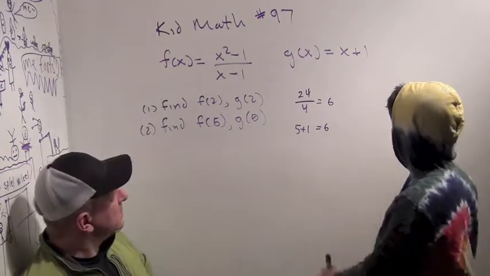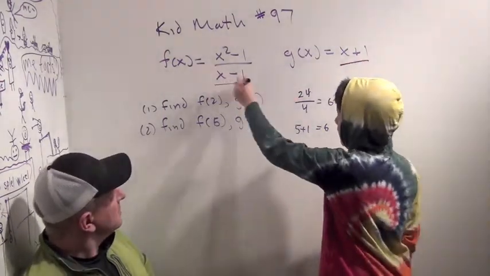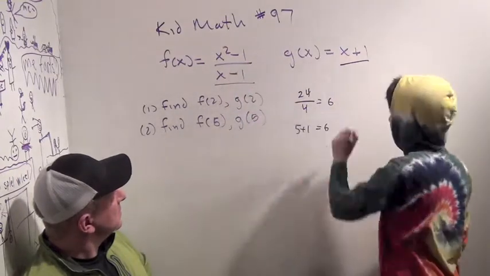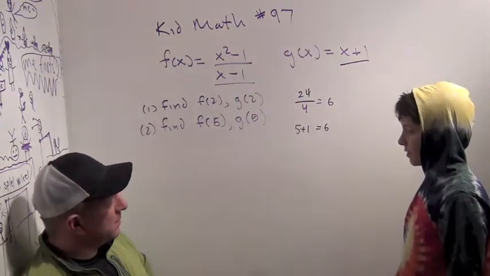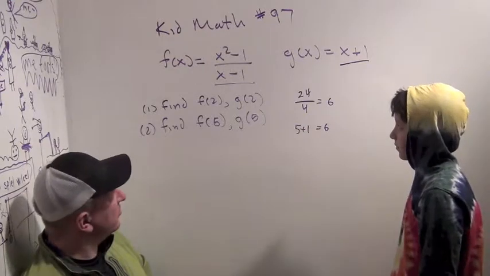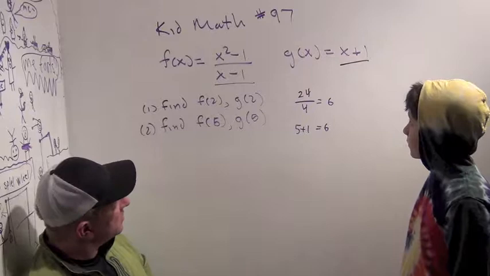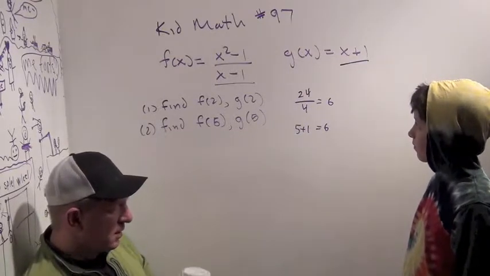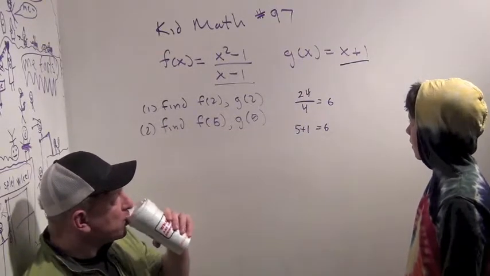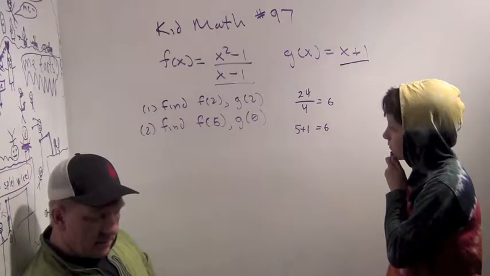Well, the functions themselves, x plus 1, I'm not sure if these are the same, but the answers always come out the same, it seems. It does seem like that. Why do you think that would be true? f of x is x squared minus 1 divided by x minus 1, and g of x is x plus 1.